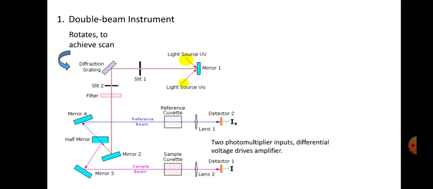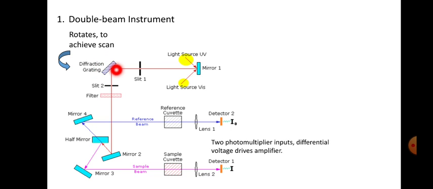Nowadays, very frequently and popularly, we are using a double beam spectrophotometer or double beam instrument. In this case, you can see the light source emitting radiation in a polychromatic way. All these polychromatic radiations are focused through slit 1, also called the entrance slit, and then we have a diffraction grating. These diffraction gratings are nothing but the monochromators.